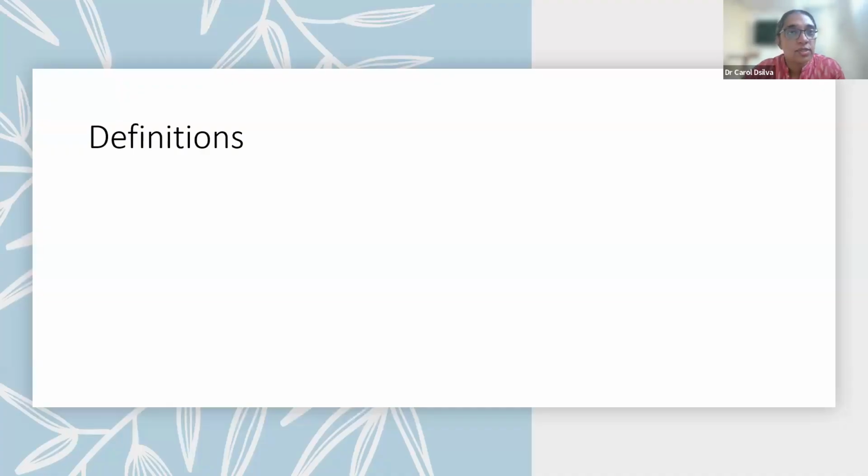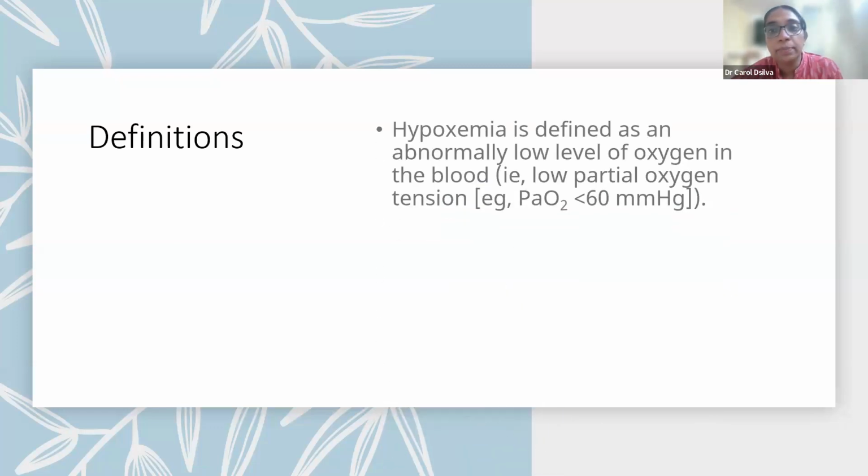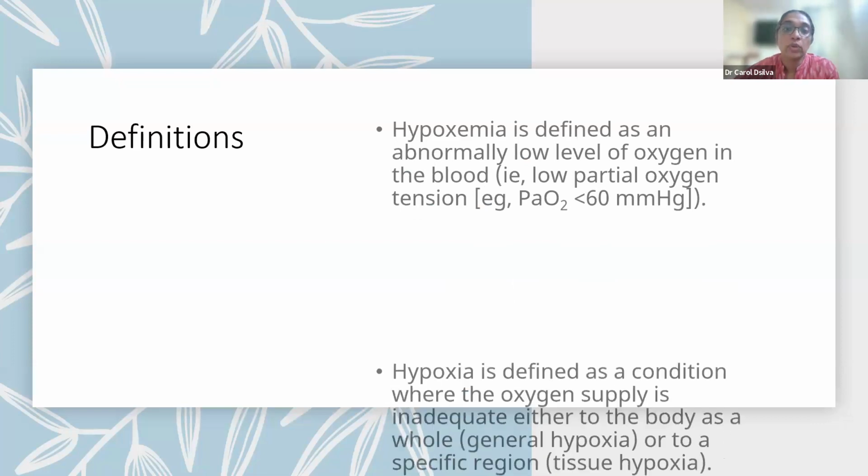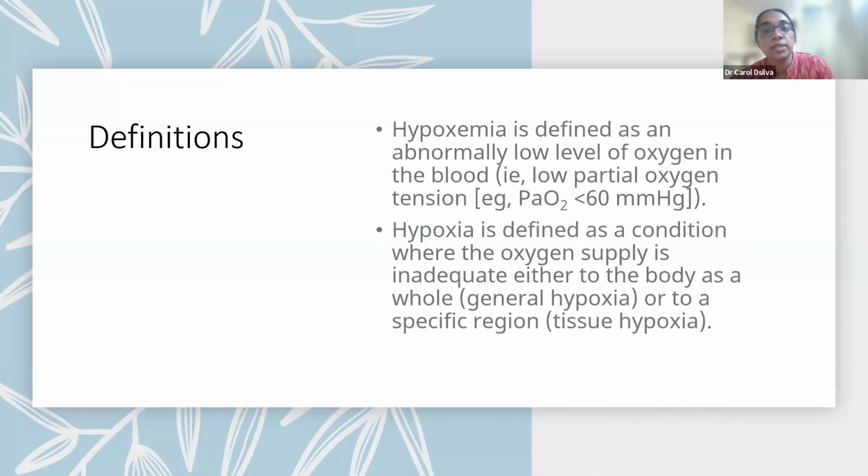So the definition. Commonly you would have seen that hypoxemia and hypoxia are two terms that are used interchangeably. So I just wanted to tell you the exact definition. When you say hypoxemia, when you say emia, it means something in the blood. So hypoxemia technically is defined as a low level of oxygen in the blood. That is, your partial pressure of oxygen in the blood is less. When you talk of hypoxia, hypoxia is a general condition and it explains something that's happening at an organ level or a tissue level.